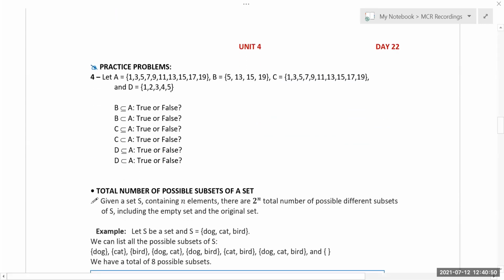Okay, so take a minute to kind of figure out these. Are they true or false? Here's our sets. Is B a subset of A? Is it a proper subset of A? And so forth. So take about a minute here. I'm going to pause so you can look these over.